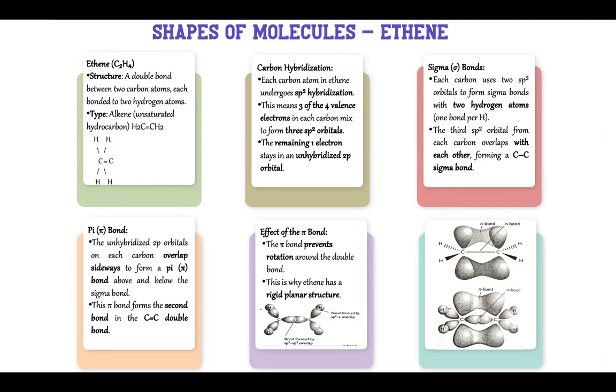Then we have the pi bond. The unhybridized 2p orbital on each carbon overlaps sideways to form a pi bond above and below the sigma bond. And this pi bond forms the second bond in the C-C double bond. The effect of the pi bond is that it prevents rotation around the double bond, and this is because ethene has a rigid planar structure.